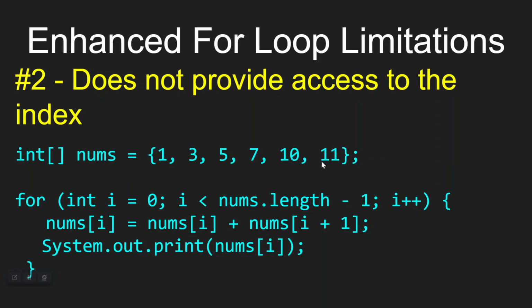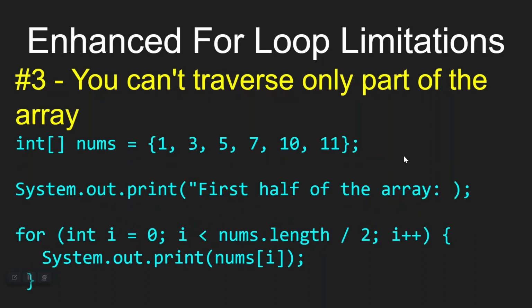And of course, you can't do it with this one because this is the final element. I wouldn't be able to add the next one. So that's why this algorithm has to stop right here and not include the length minus 1. But anyways, there's no way I could do this with an enhanced for loop because an enhanced for loop doesn't give you access to the index like you see right here. So that's an important limitation to take note of.